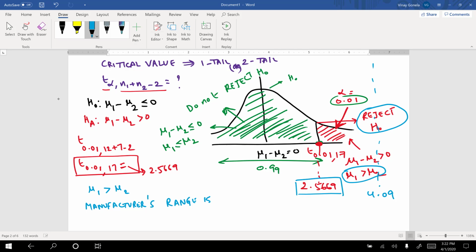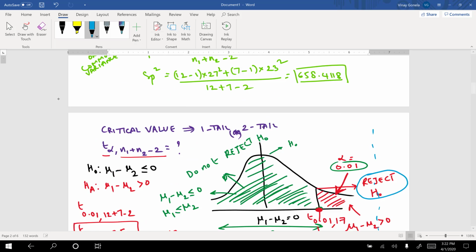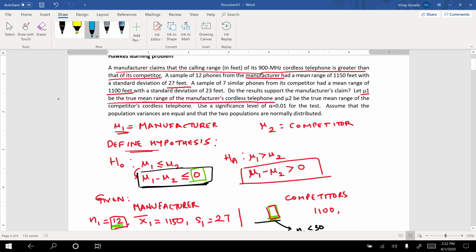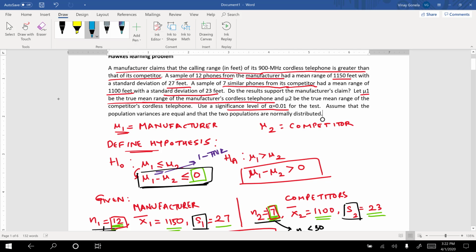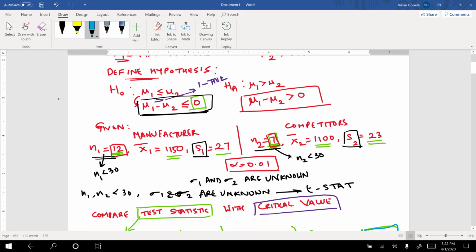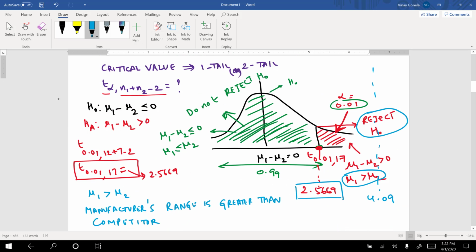is greater than competitor. So in conclusion, the question asks to test whether the manufacturer's claim that the calling range is greater than that of its competitor is true. Yes, that is true. So we say there is sufficient evidence.